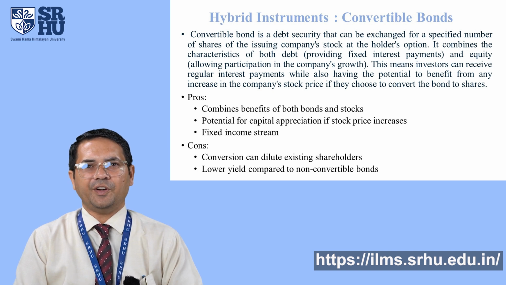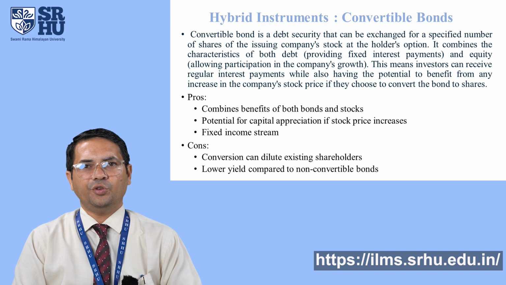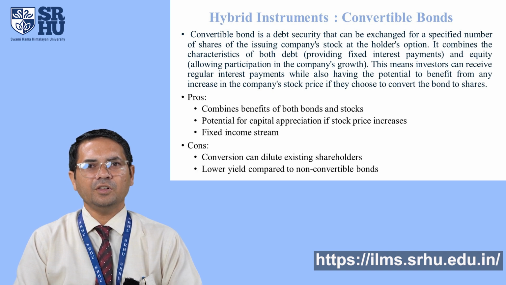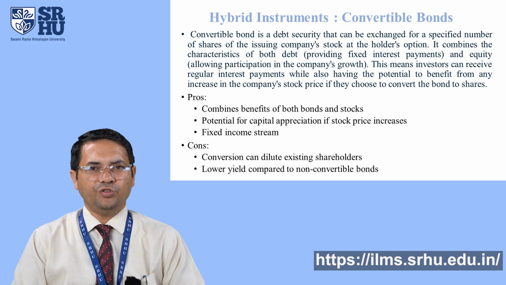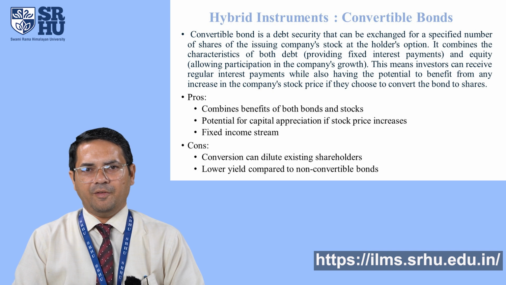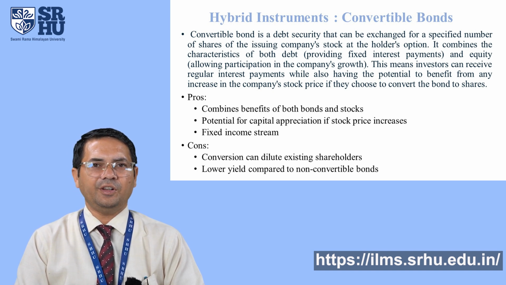So, this type of dual benefit makes them attractive to investors who have the objective of stable income as well as appreciation in the capital. So, these are the instruments for those investors. Now, on the downside, convertible bonds typically offer lower yields, as we know that bonds usually offer lower yields as compared to equities. And if converted, they dilute the ownership of existing shareholders. That means they will dilute the ownership of the shareholders who are existing in the company.